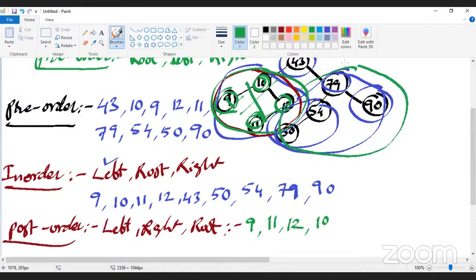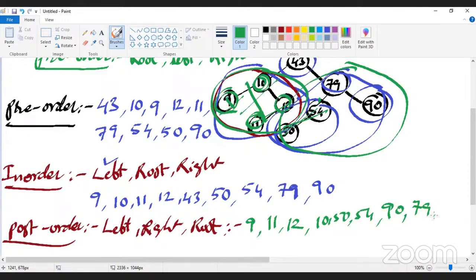In the right subtree, again we have to go to the left one. Here it is, 54. Is it having any left? Yes, we will go to 50. 50 is over. For 54, is anything on the right? No. We will write the root 54. This left subtree is over. Again we will go to the right, 90. Next 79 will come. This is the post order. So you can note down the order if you want.